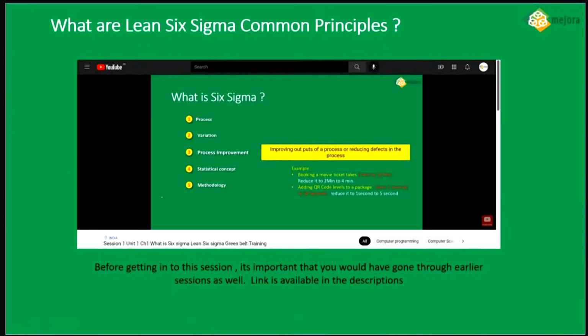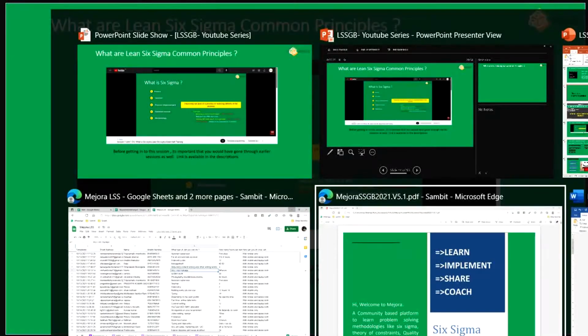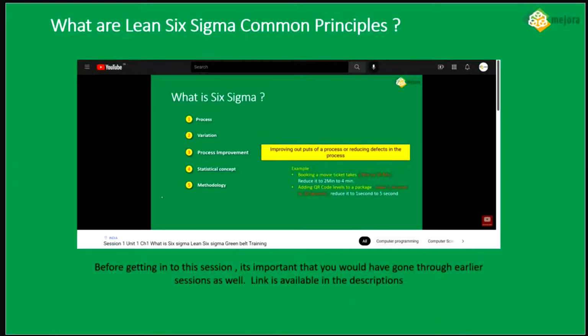Before I take you to the entire course today, let me also tell you that we are following this ebook which you can request if you want, so that you can follow it at your end, and we are in chapter 1, what is Six Sigma.